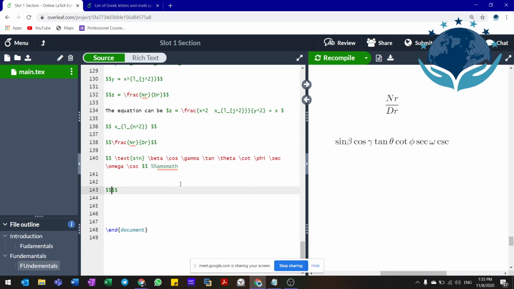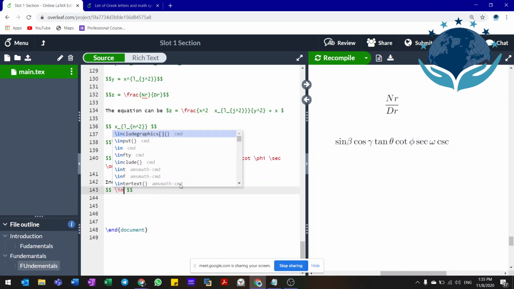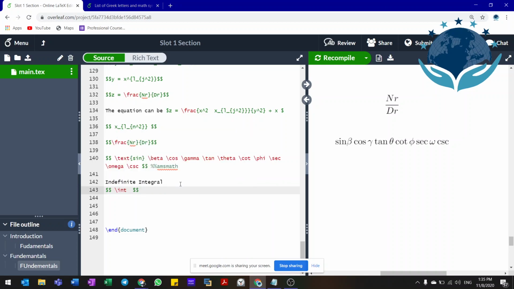Now we are going for the indefinite integral. For the indefinite integral, you have to use the keyword slash int, int for integral. So integral f of x into dx. I have told you about this too.